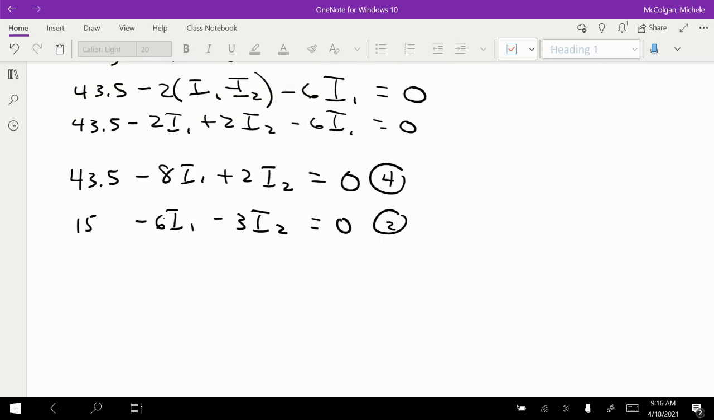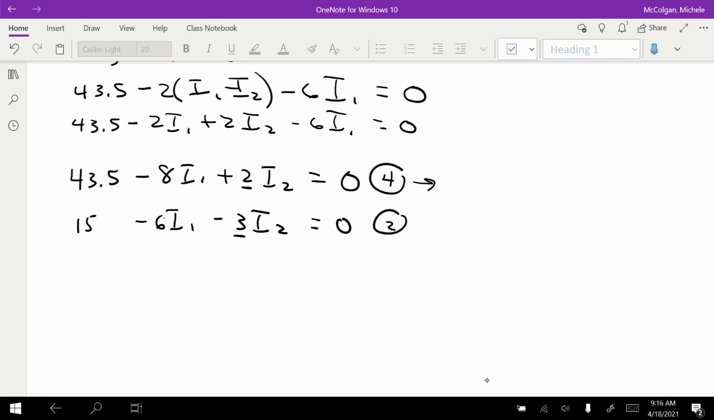So now what I want to do is eliminate one of these. So what can I do? I need to multiply one equation all the way through by something so that the two equations have the same coefficient in front of either I1 or I2. I'm going to look at the coefficients in front of I2, because if I multiply the top equation by 3 and the bottom equation by 2, then I will have 6I2 in both of the equations, and I can add them together and eliminate I2. So what does that mean?